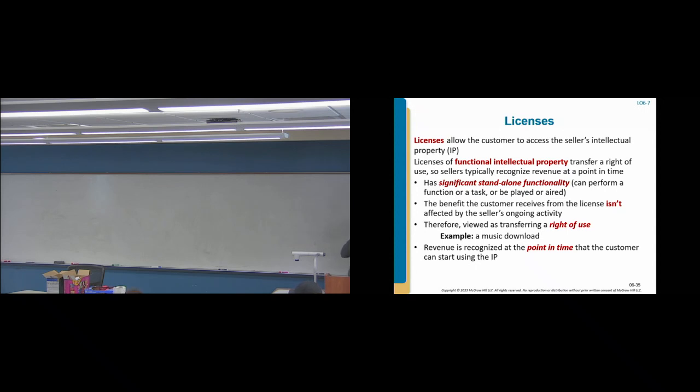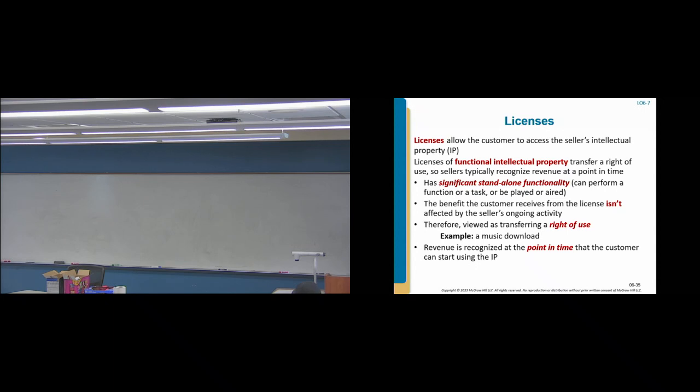A couple of characteristics, I guess, that I'll call these. It has significant standalone functionality. It can perform a function or a task or be played or aired. In other words, you don't impact the owner of that intellectual property by playing that music or downloading that music, right? It's a standalone thing.